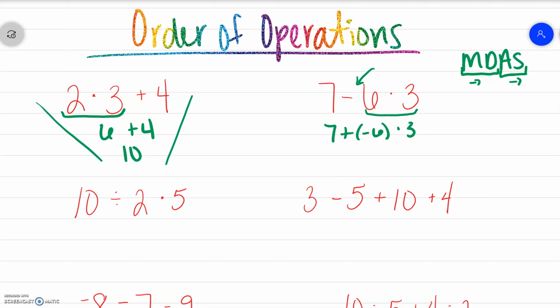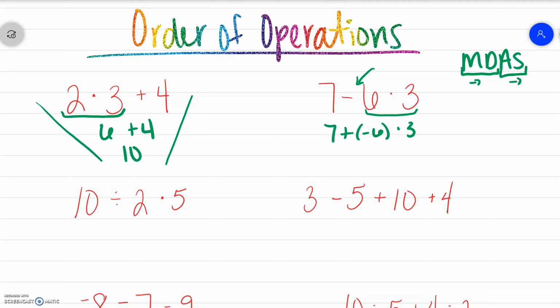So, back when we were rewriting subtraction problems as addition, I had a lot of you writing this. Well, 7 minus 6 is 1. 7 plus 6 is 13. Now, I don't know about you, but I would much rather have $13 versus $1. So, right there tells me that 13 and 1 are not equivalent answers. Therefore, these are not equivalent statements.